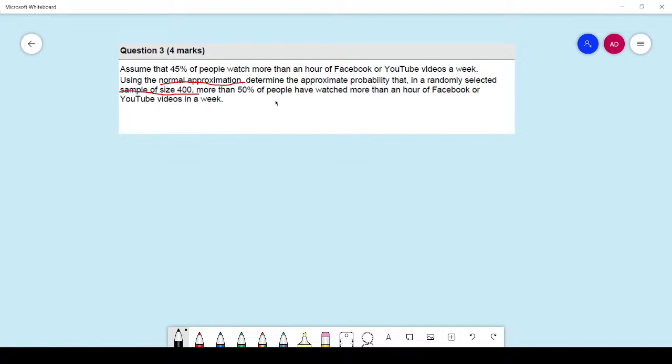So let's just jot down a couple of things. So this is like, for the very first question we did, average for the population was 45%, or 0.45, and they watched more than an hour a week. Using the normal approximation, so sample size, so n sample is 400. Find the probability that more than 50% of people, more than 0.5, have watched more than an hour of Facebook or YouTube videos in a week.